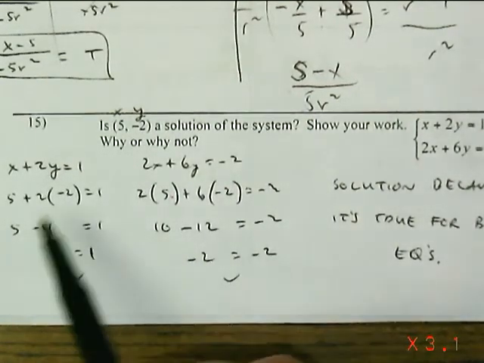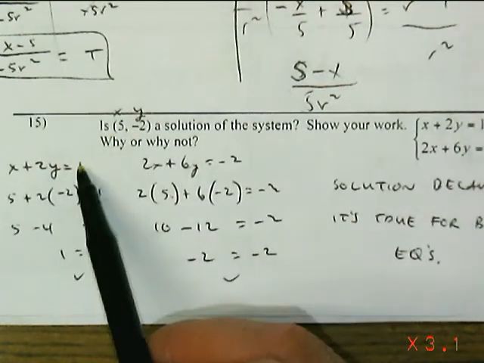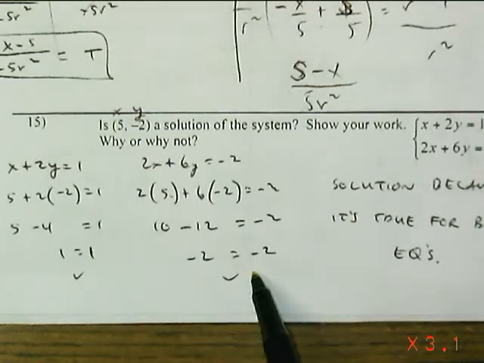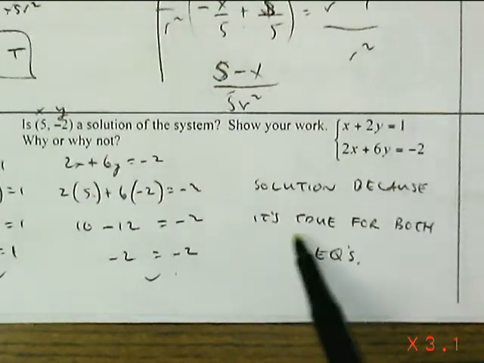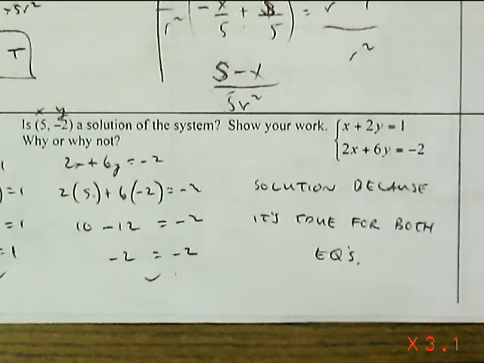Here's my work. If I take (5, negative 2) and substitute it into each of the equations, it'll be true. Here's the reason why it is a solution. It's a solution because it's true for both of my equations, right? It's that point of intersection.